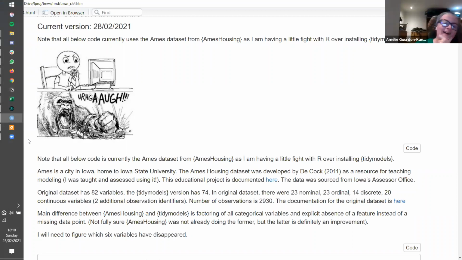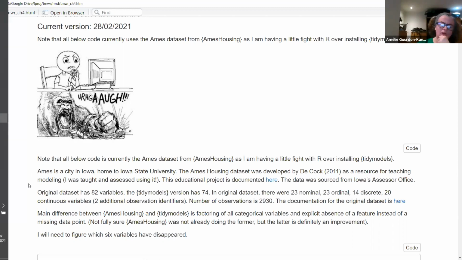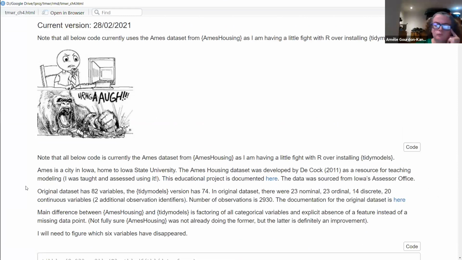The other key difference is that in the original data set, if a feature like, does the house have a porch or whatever, I'm making this up right now, the example in the chapter is Alley. If we have missing data, we don't know if it's because the feature is not there or it's just missing data, and they changed that. I'm not really sure how that works. I guess it just replaces missing data with doesn't have the feature. I'm still a bit confused by how that works. Like I said, I'm not really sure the factoring of all categorical variables is truly new.